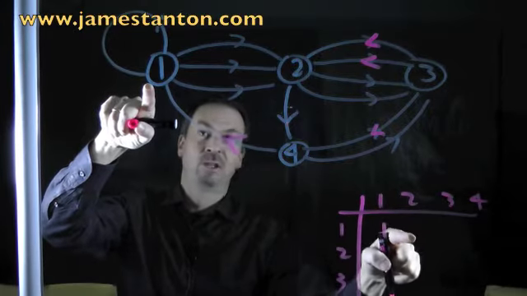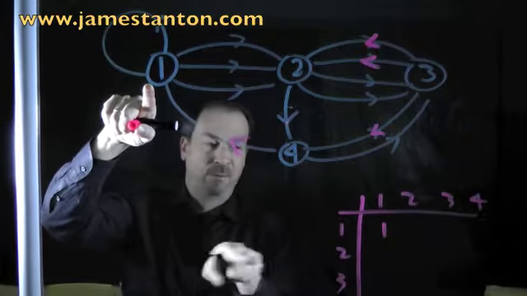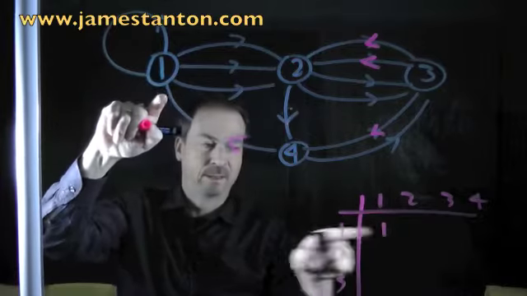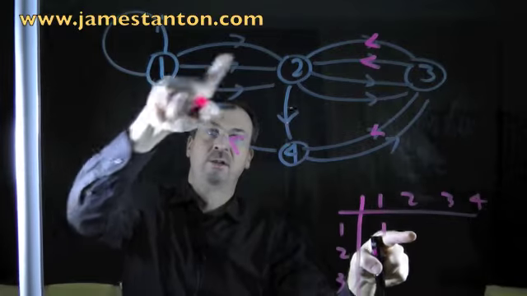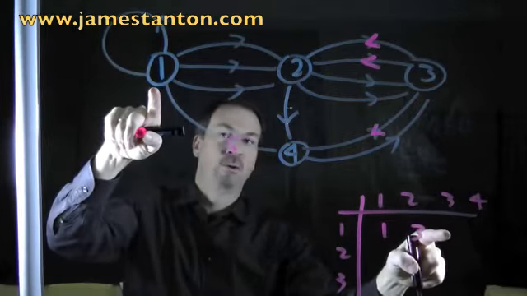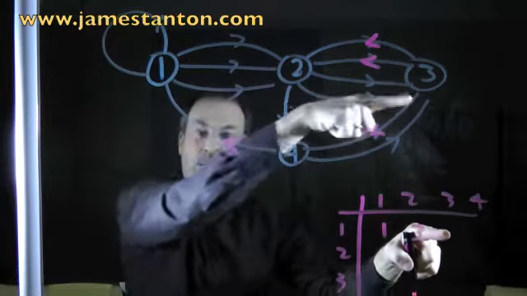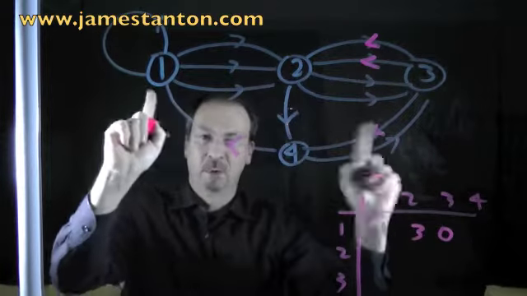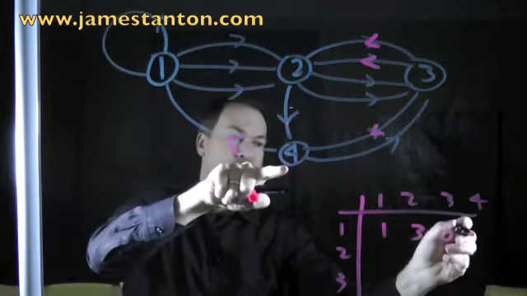How many routes are there from 1 to 2? So I'm always doing from this city to that city. It's just a choice, I decided to go that way. How many routes from 1 to 2? Looks like I've got 3 routes. How many direct routes are there from 1 to 3? I've got no direct routes from 1 to 3. I've got some indirect ones, but no direct ones. From 1 to 4, none.